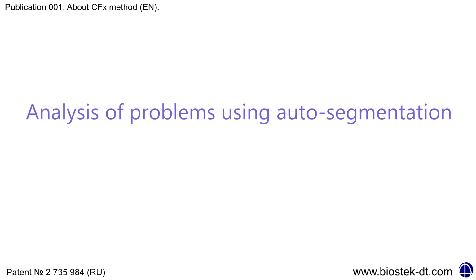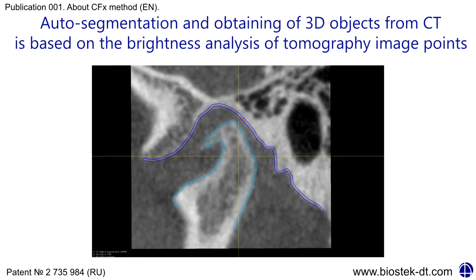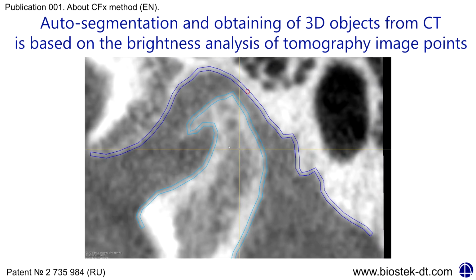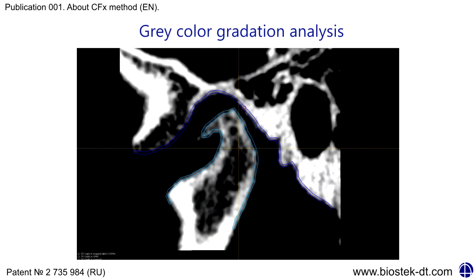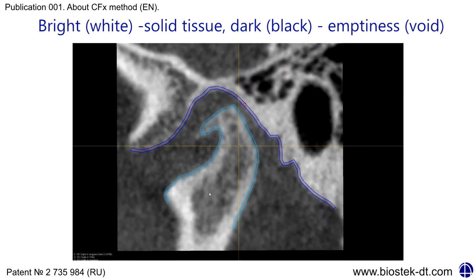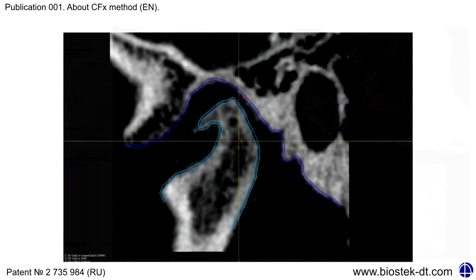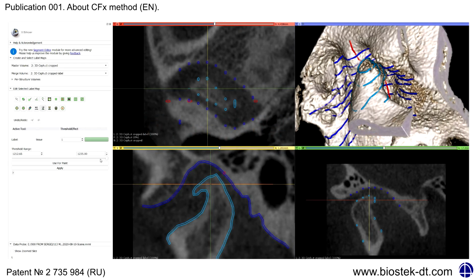Let's take a closer look at commonly used auto-segmentation method and analyze problems with this technological solution. What can simply be said about auto-segmentation? Auto-segmentation and obtaining of 3D objects from CT is based on the brightness analysis of tomography image points. Gray color gradation analysis. Bright or white is a solid tissue, dark or black is emptiness or voids. This example shows the setting of auto-segmentation threshold, the threshold range. This is a real clinical case demonstration.